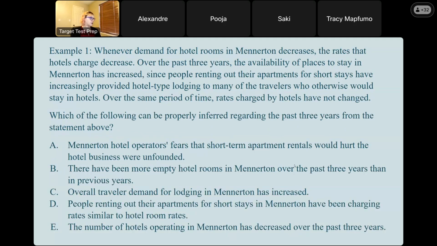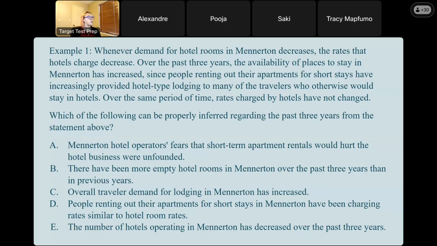Minnerton hotel operators' fears that short-term apartment rentals would hurt the hotel business were unfounded. This is not supported because we do not know the whole situation, and also this is not contained to the time period we are discussing. It is very reasonable that short-term apartment rentals might hurt the hotel business even if they haven't yet. So that the fears were unfounded is an overstatement.